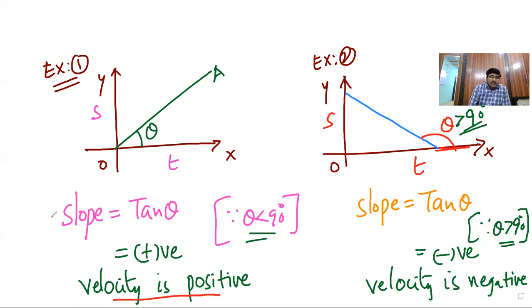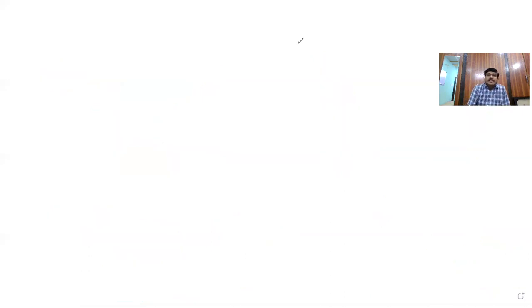Clarity: slope positive means velocity positive, with the condition that theta is less than 90. Slope negative, velocity is also negative, with the condition that theta is greater than 90. That's why it is very, very important to observe the graph. Now, I generalize.